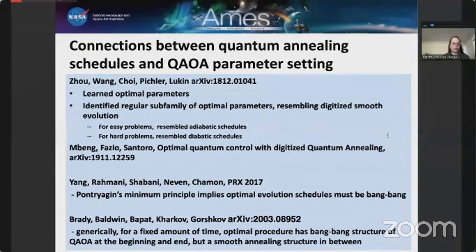Mbeng, Fazio, and Santoro also looked at these connections and found connections again between adiabatic schedules and QAOA. There had been an earlier result of Yang et al. on Pontryagin's minimum principle that implies that optimal evolution schedules may be bang-bang, but if you look at it more carefully, for a fixed amount of time, the procedure has a bang schedule for part of the schedule at the beginning and the end, but more like a smooth annealing structure in between.